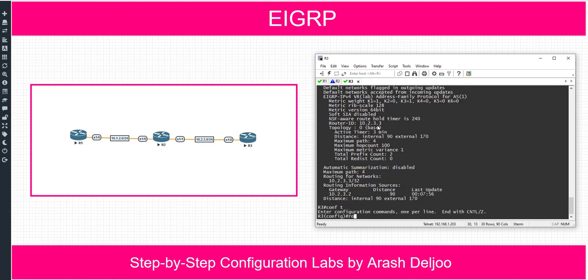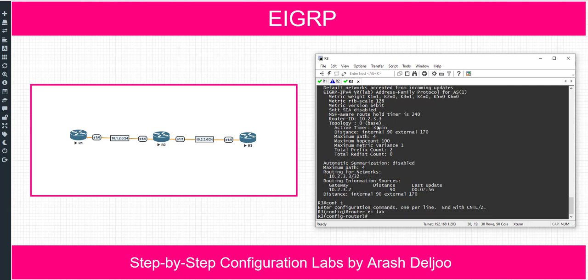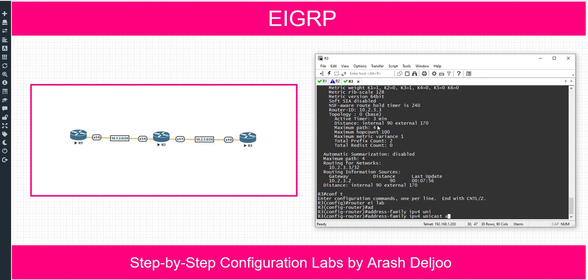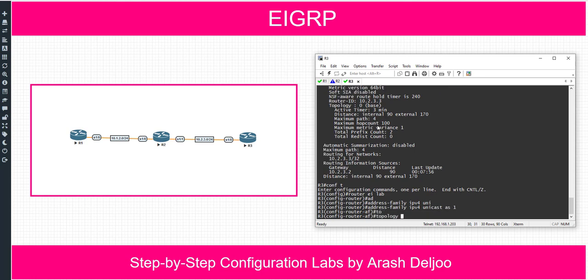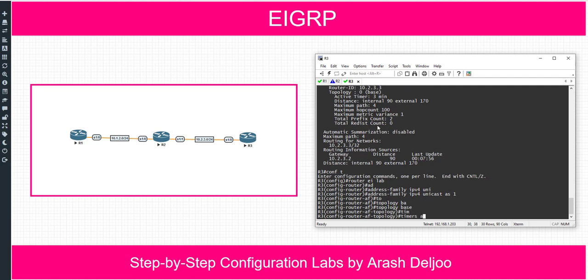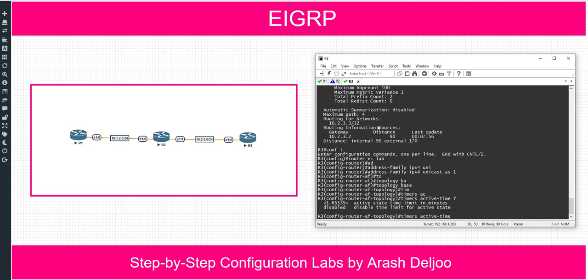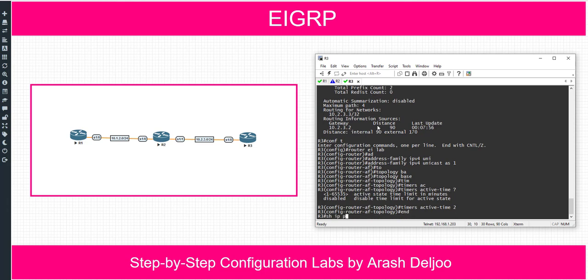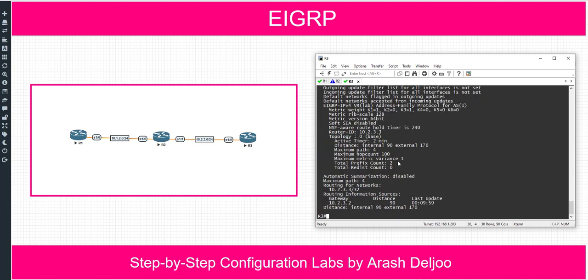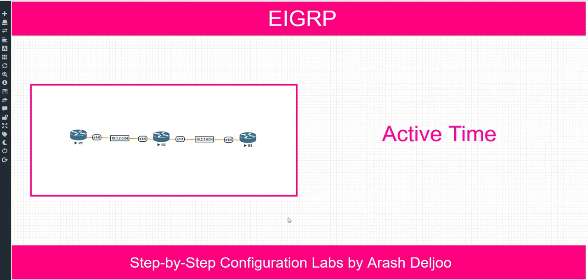look at here, configure terminal, router EIGRP. Here I configured router EIGRP lab, and then address-family ipv4 unicast for autonomous system 1. Look at here, under the topology base, you have the option of timers active-time, exactly the same command. You only need to go to the topology base, timers active-time, and here we have again the same options, for example 2. And then show ip protocols shows us that the active timer now is 2 minutes. Because of that, now we know how we can configure active time in EIGRP classic configuration and also in EIGRP named configuration.